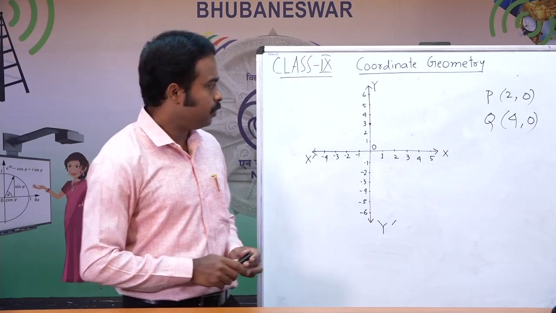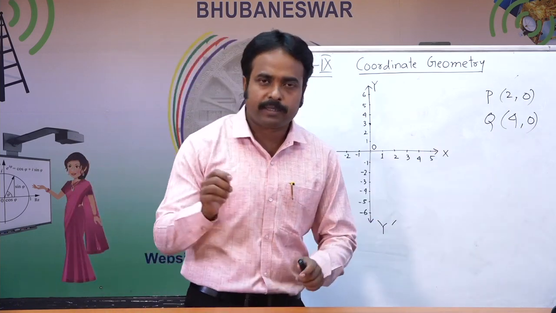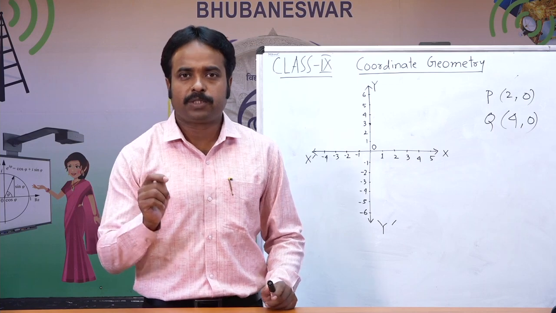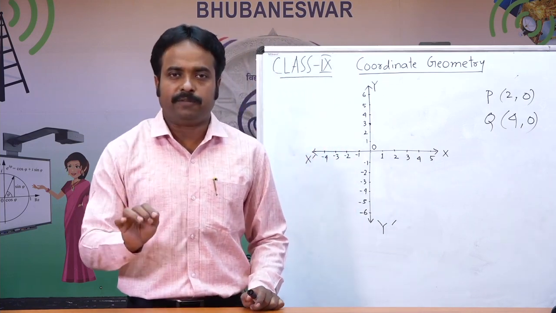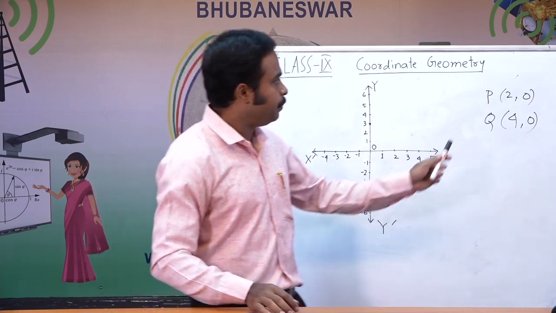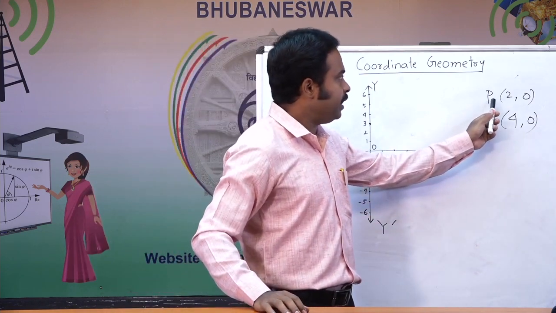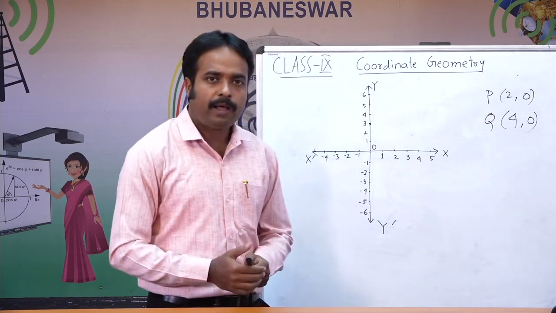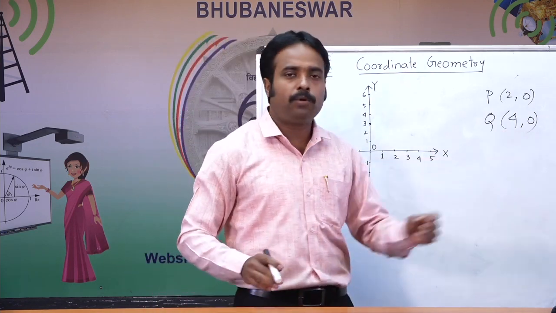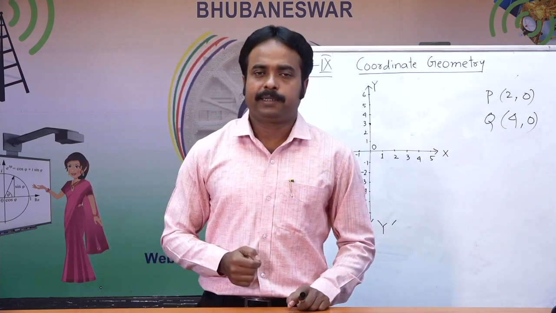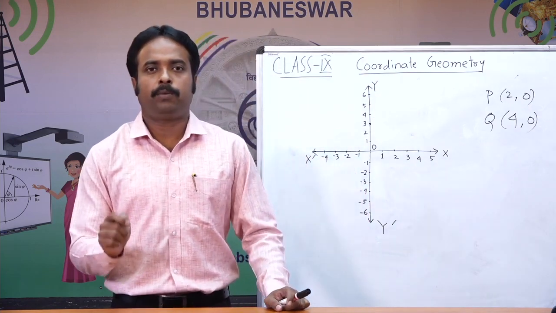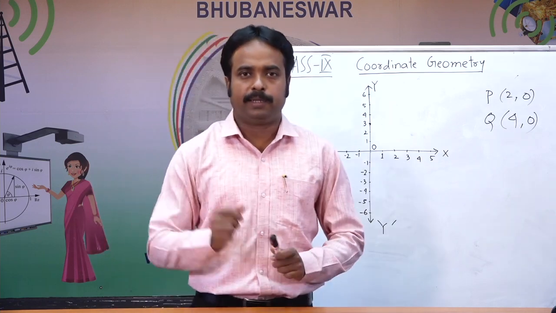So therefore, try to understand the question first. The question is, P and Q are two points that are already given. The coordinates of P are 2, 0 and the coordinates of Q are 4, 0. We have to find another point R such that PQR will form a right triangle.